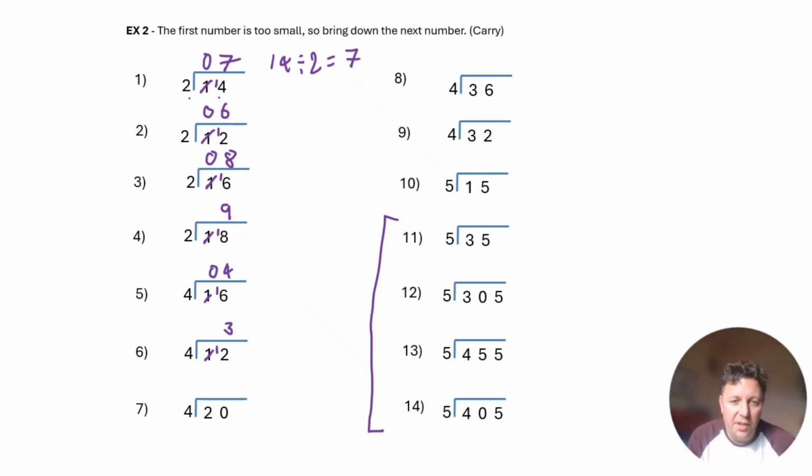Okay, 5 into 3, that doesn't go, carry over the 3. So now it's 5 into 35, which goes 7 times. 5 into 3 doesn't go, cross that out, carry over the 3. Now 5 into 30 goes 6 times, and then 5 into 5 goes once. Question 13, 5 into 4 doesn't go, cross it out, carry over. 5 into 45 goes 9 times, and then 5 into 5 goes once. Last question then, 5 into 4, that doesn't go, carry over the 4. 5 into 40 goes 8 times, and then 5 into 5 goes once.